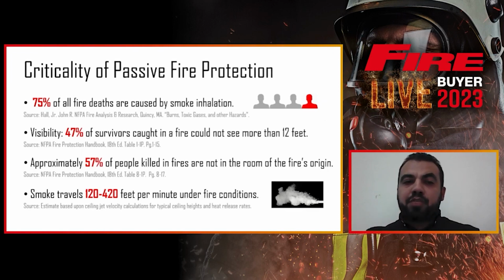Also, approximately 57% of the people killed in fires are not at the fire origin. They are in the areas adjacent to it. Smoke travels very fast, around 120 to 420 feet per minute. So containing and confining fires at the fire origin is very important to give people time to escape from the building.